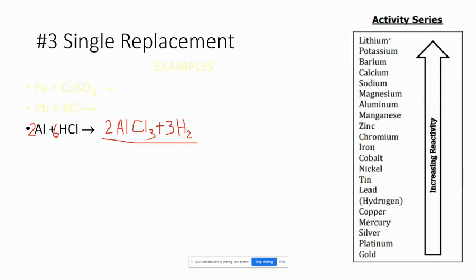You can look at this chart. If the thing that's by itself is higher up in the chart, it'll happen. Okay, so y'all can do that. Then it's just writing the chemical formulas. Y'all have been writing chemical formulas for a long time now. Any questions about this? Excellent. We will have some practice.